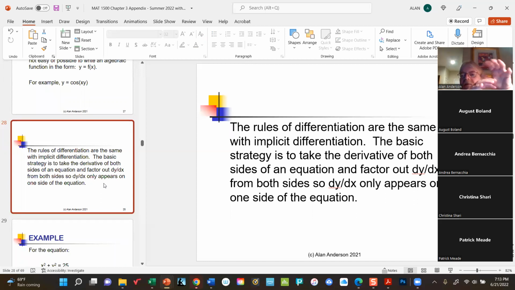Okay, we don't have to have y on one side and x on the other with this approach, but we do have to at least have dy/dx all on one side and all the rest on the other side. Okay, so anyway, let's take a look at an example.